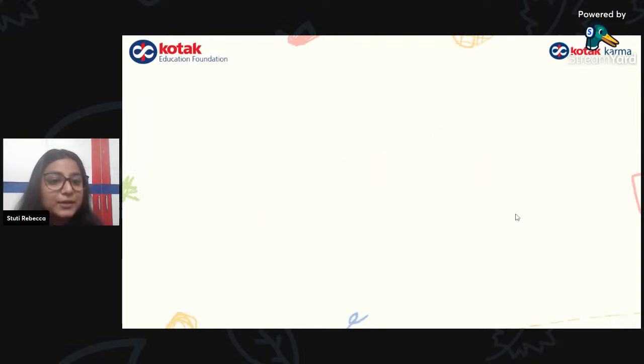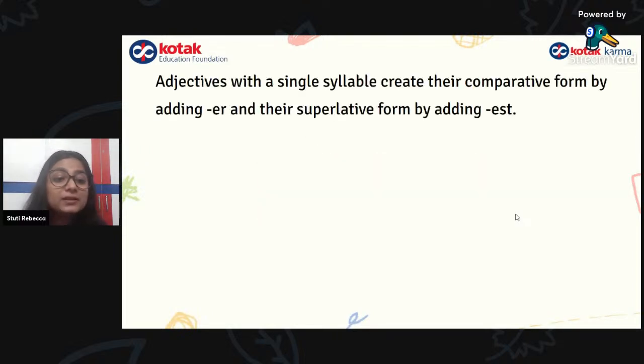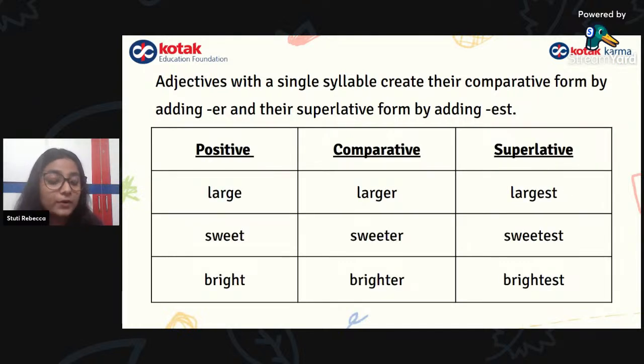All right. So, firstly, adjectives with a single syllable create their comparative form by adding er and their superlative form by adding est. Now, for example, large will change to larger and largest. Quickly type in all these words in the chat box, okay? Then sweet will turn to sweeter and sweetest. Bright, similarly, brighter and brightest.